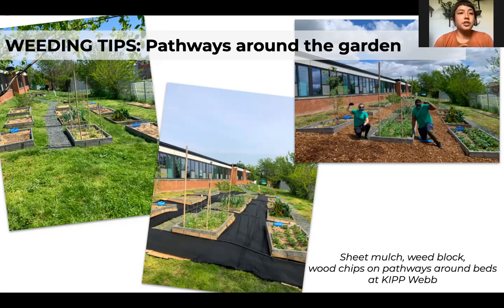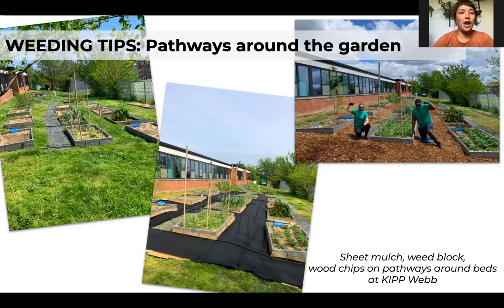Here are some awesome pictures from our partner school, KIPP Webb campus. On the left, we have the before, where it looks nice. There's a grassy area, but the grass was just creeping into all of the beds, and it was kind of a pain. Plus, we put in an irrigation system, and the folks have to mow the lawn, and there were just some issues there. So we decided to mulch the area and make it nice and clean.